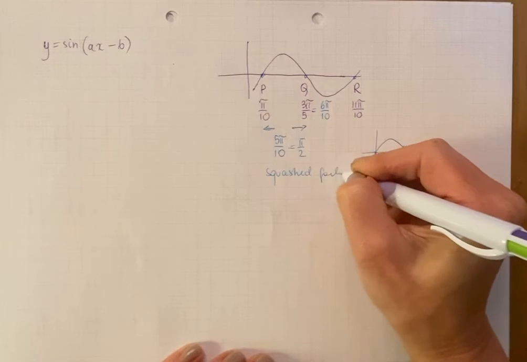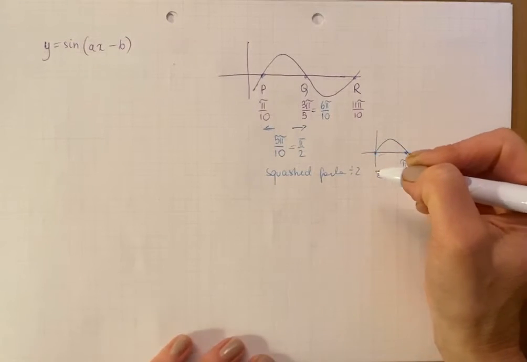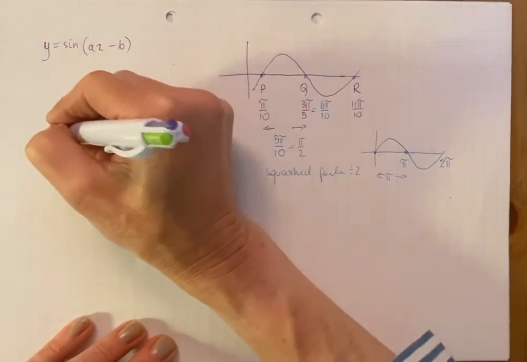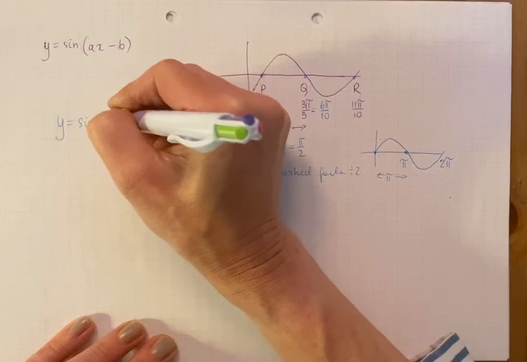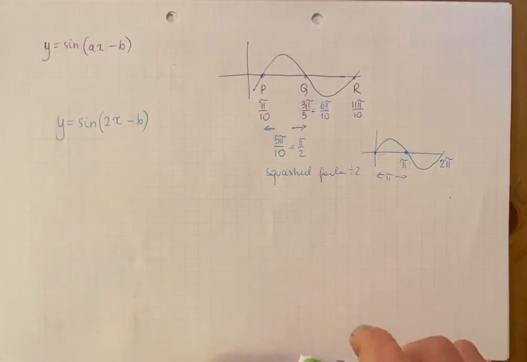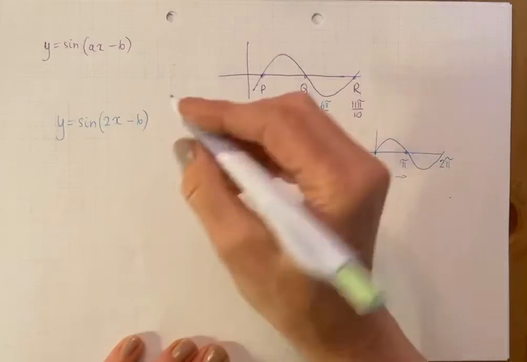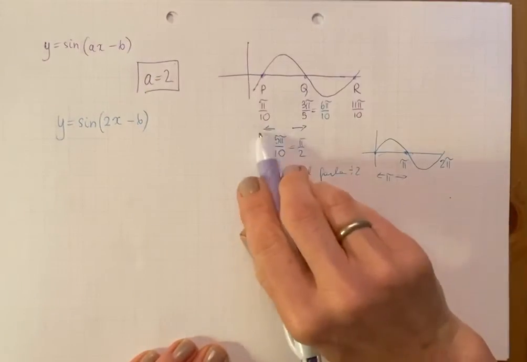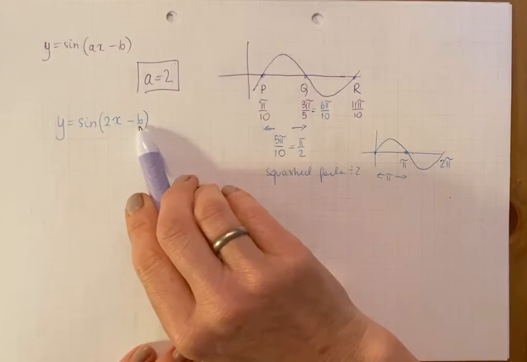Factor 2, so it's been divided by 2. So remember, opposite in the bracket, opposite happens, so you definitely have the value of a. It has to be 2x minus b. So now you know that we are dealing with sine of 2x minus b. So a is equal to 2. Okay, so how are we going to go ahead and find the value of b?